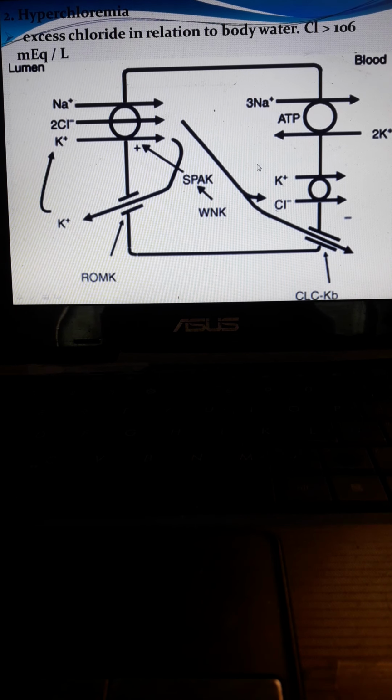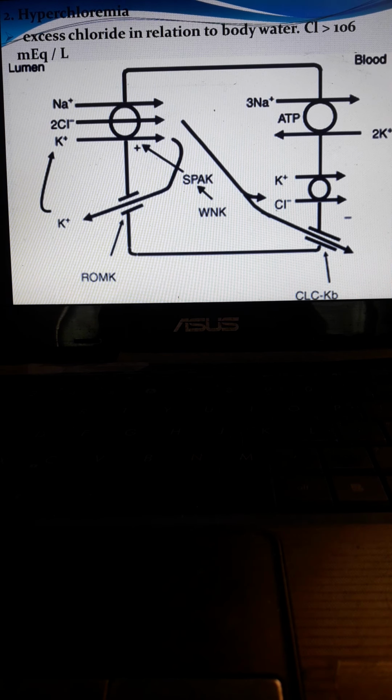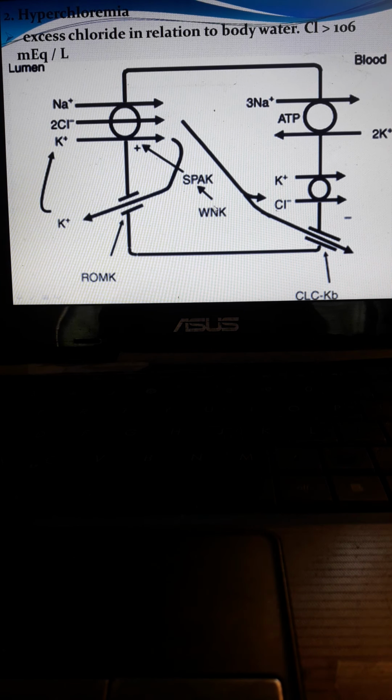Okay, so inside the cells, your sodium ion exchanges with your potassium ion, and your chloride enters via the potassium chloride symport system. So it goes out to the blood, and then other chloride will enter the chloride channel protein ClC-Kb channel. So usually there is a large amount of chloride that enters the blood. So this is the mechanism of hyperchloremia, when the chlorine ion is more than 106 mEq per liter of the body.